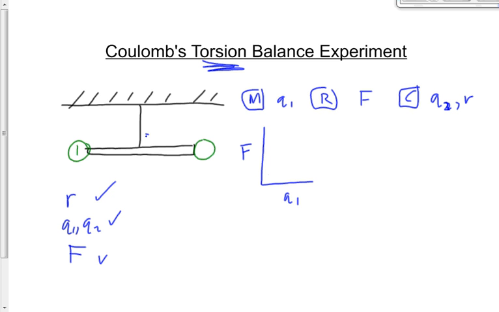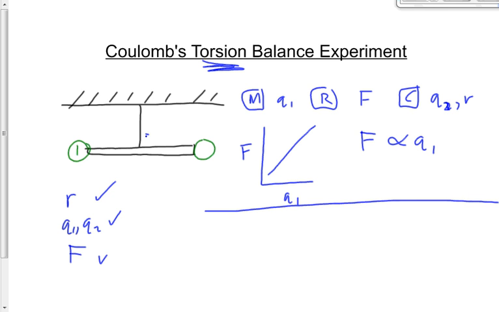The graph that he gets there is a straight line. That tells him that the force of attraction or repulsion is directly related to Q1. In other words, as Q1 doubles, F doubles. As Q1 gets cut in half, F gets cut in half. As Q1 quadruples, F quadruples. He's just found the relationship between F and Q1. It's a linear relationship. As one increases, the other increases by the same amount.